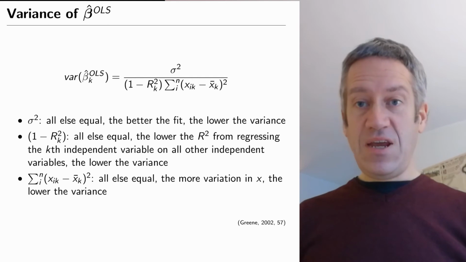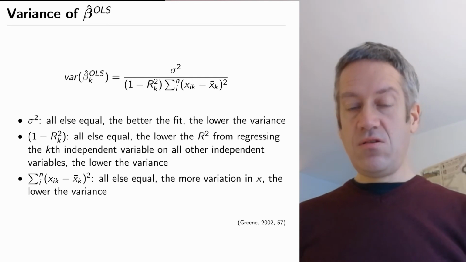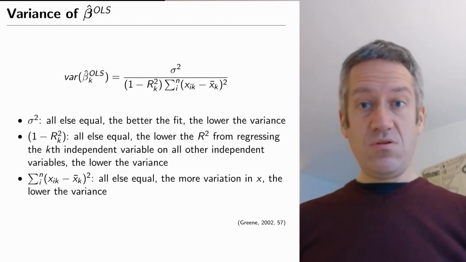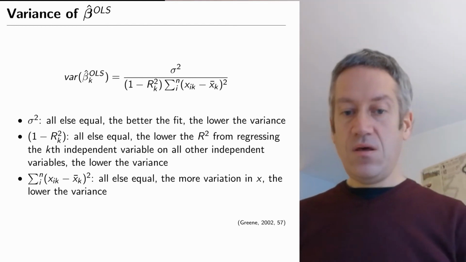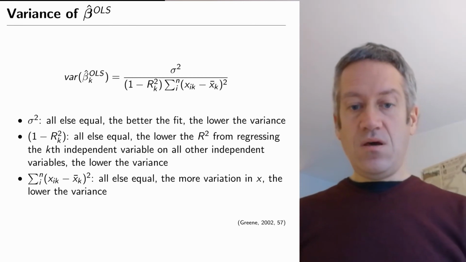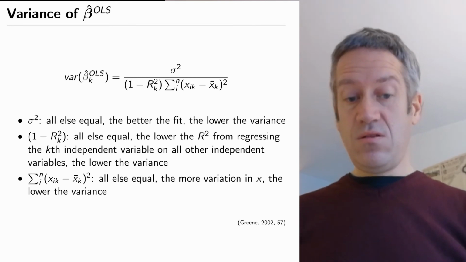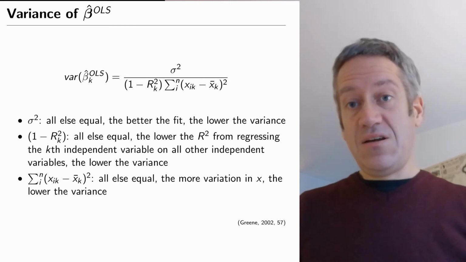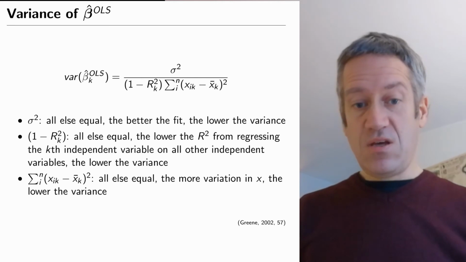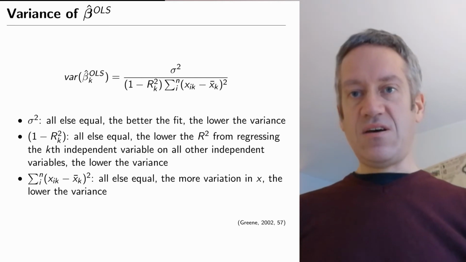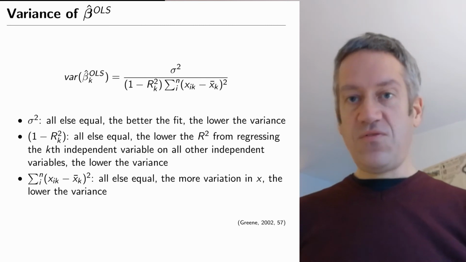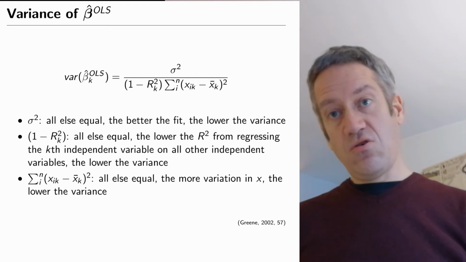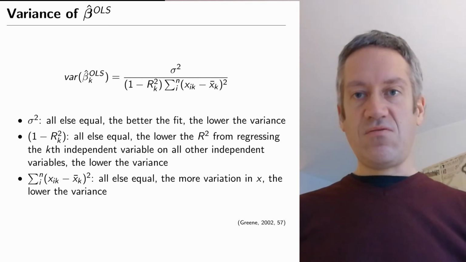So here we break down the variance of beta hat, the variance of the sampling distribution of our estimated beta coefficient, into a number of components. First of all, the overall variance, so that is the variance of the residuals. So the better the model fits the data, the lower the residuals, the lower also the variance of beta hat. So if the model fits the data better, the residuals are smaller, then also the standard errors will be smaller. The variance of our estimates will be smaller.